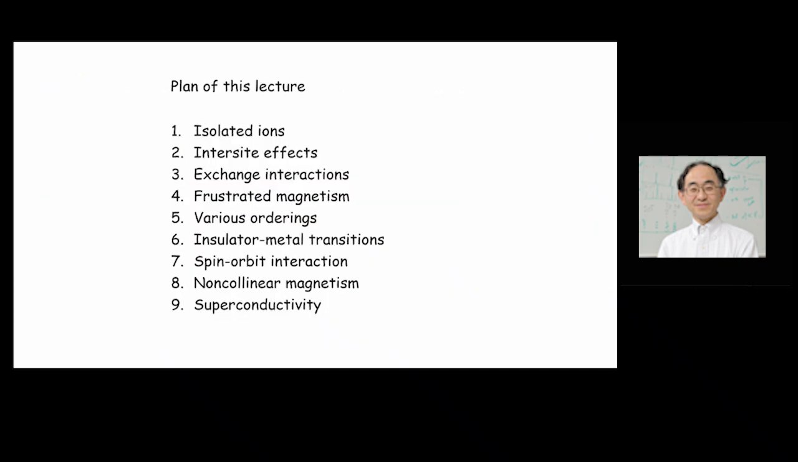And accordingly, I made a plan for this lecture. So isolated ions, inter-site effect and exchange interactions, frustrated magnetism, various ordering and metal-insulator transition, spin-orbit interaction and the non-collinear magnetism, and lastly, superconductivity. Because this is such a broad field, it is impossible to cover all the issues in the magnetic oxides, but let me try to summarize this field from my viewpoint.